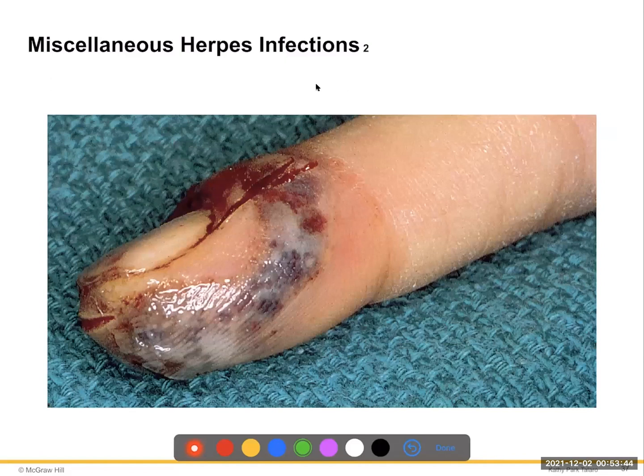That's herpetic whitlow. This is a thumb or finger, I can't tell. But you know, there's a break in the skin, and this gets in there and gets infected, and these are very, very painful lesions. Again, it's transferred if your thumb or finger has a break in it and you put your hand in the mouth of someone that has active lesions going on, it can be transferred that way.